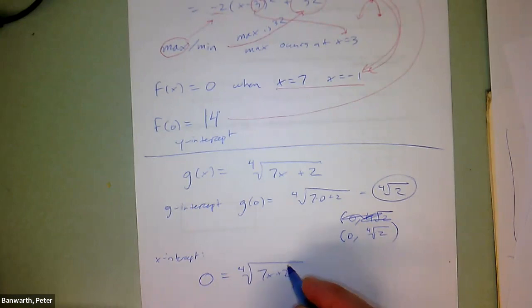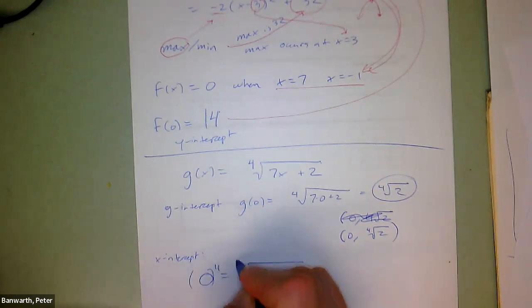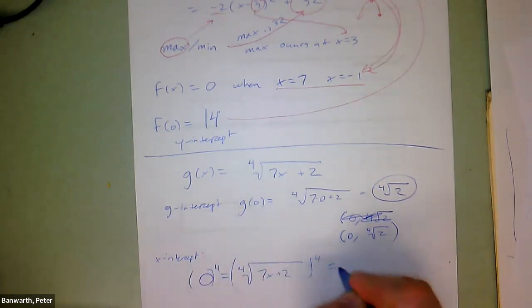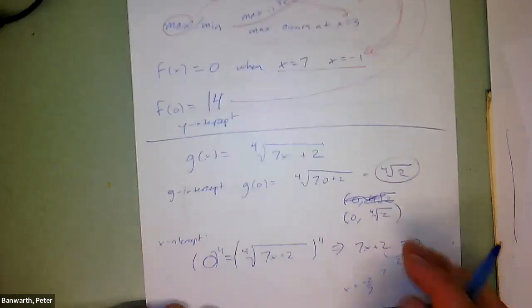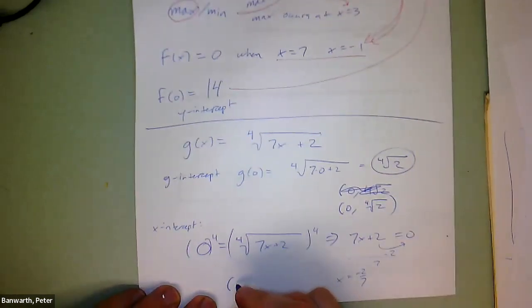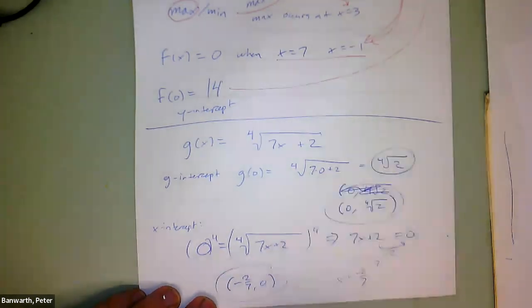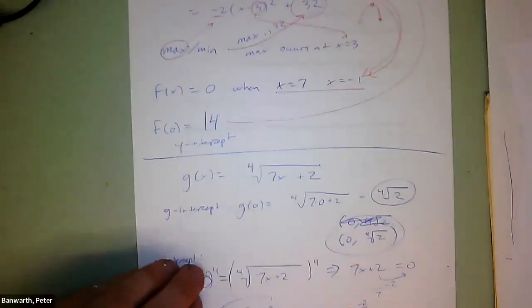The 4th root, I just raise both sides to the 4th to get rid of that. And I get 7x plus 2, and 0 to the 4th is still 0. So subtract 2, and then divide by 7, and I get x equals minus 2/7. You still see that? My coordinate point is minus 2/7, 0. I'm finding x and y intercepts. All right.